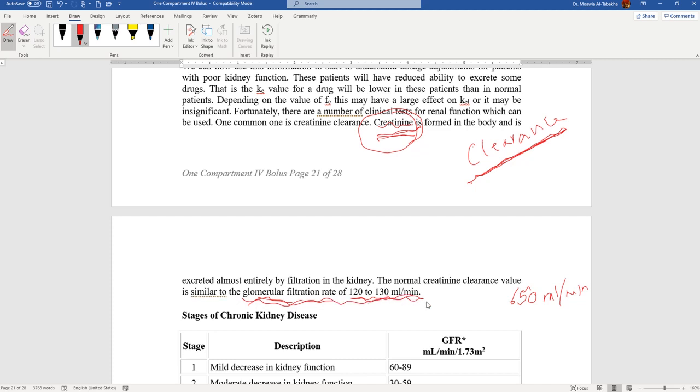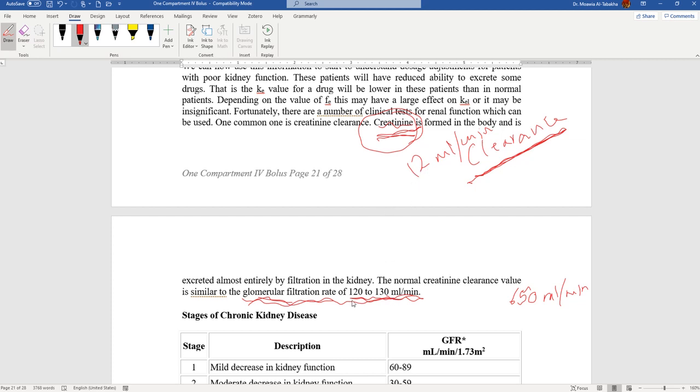So for example, if I find that the creatinine clearance is 12 ml per minute, or 12 to 13, what does that mean? And it's supposed to be 120 to 130.